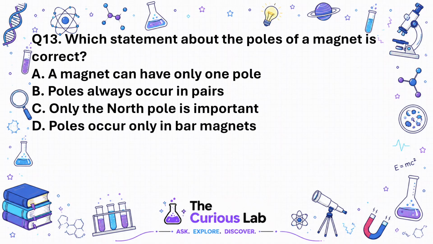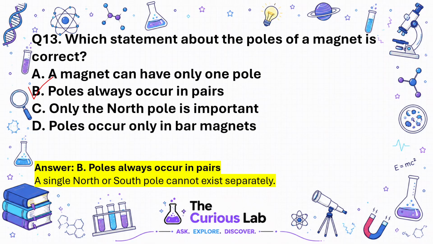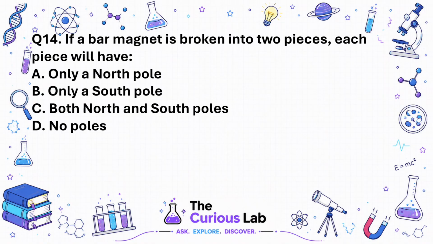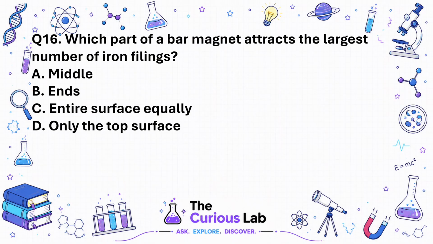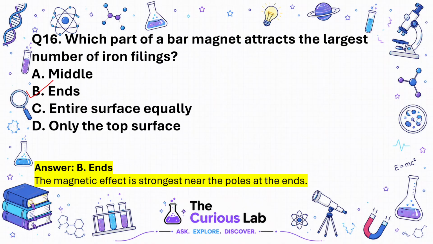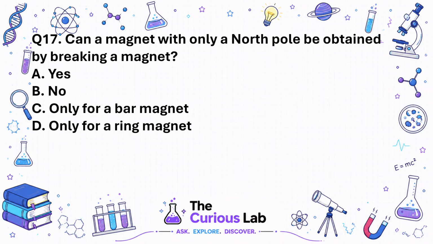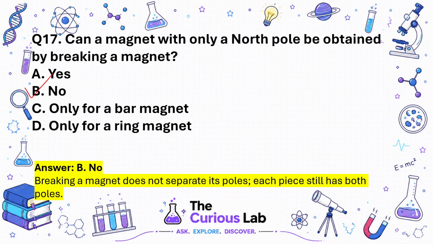Which statement about the poles of a magnet is correct? Poles always occur in pair. We know that there cannot be a magnet with a single pole. Every time each magnet has two poles. If a bar magnet is broken into two pieces, each piece will have both north and south poles. Which experiment helps identify the poles of a magnet more clearly? Using iron filings. Which part of a bar magnet attracts the largest number of iron filings? It is the ends or the poles. Can a magnet with only a north pole be obtained by breaking a magnet? No. We know there cannot be a magnet with one pole.